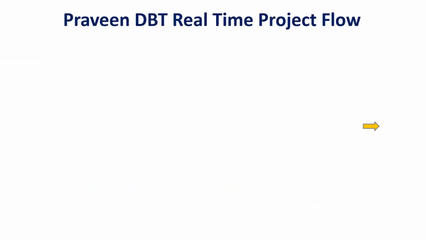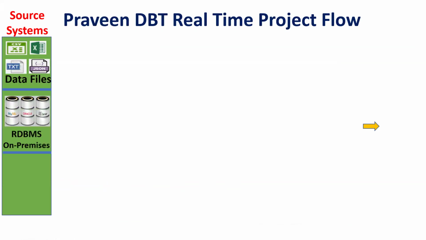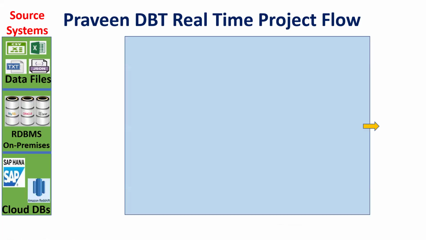Now come to this project flow. The source system contains what? These are the source systems. It can be CSV files, Excel files, JSON, text files. So data files are there. It can be an on-premises database or a cloud database or cloud data warehouse. Our data will be there in data file format, on-premises or cloud. Now this data I want to move to Snowflake. Tell me, moving data is called what?